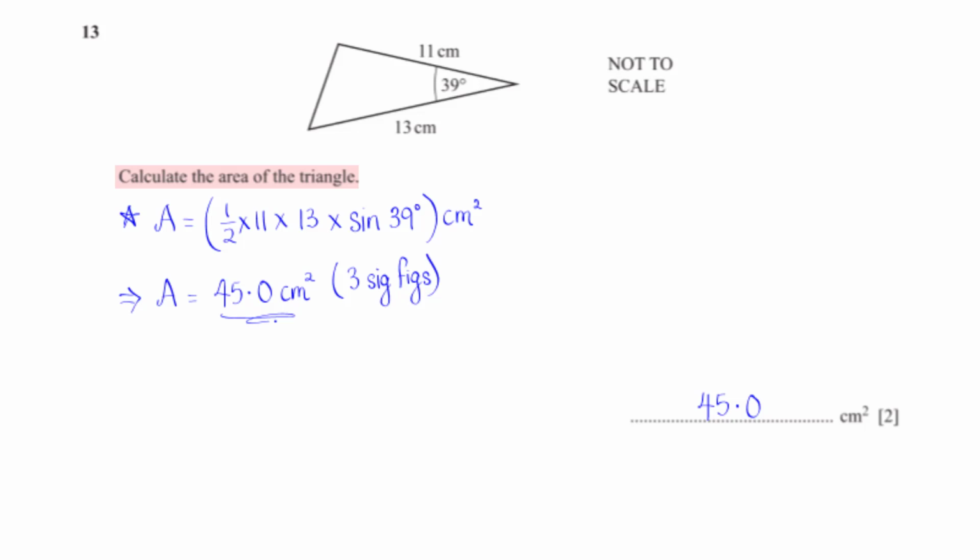Calculate the area of the triangle. Looking at the diagram, we've been given the lengths of two sides of the triangle and the angle between these two lengths. And so we can apply the formula for finding the area, which is half AB sine theta. In this case, we have A equals half of 11 times 13 times sine 39 degrees centimeters squared. And this gives us 45.0 centimeters squared, correct to 3 significant figures.